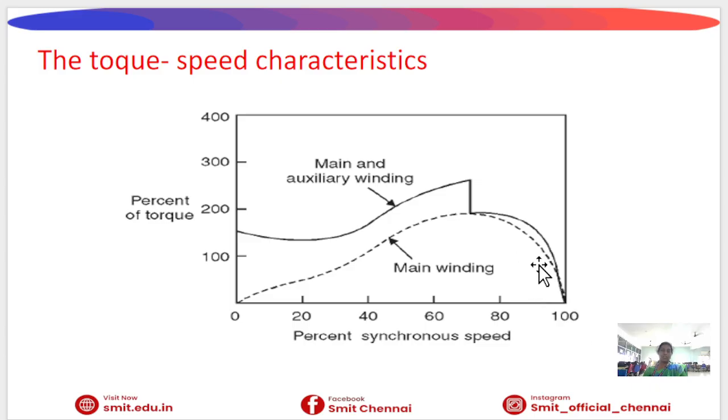So at the first point the torque is low, then as the speed increases, the torque also increases. At the synchronous speed, the torque decreases slightly and the speed is slightly less than the synchronous speed, because the induction motor always runs with slip. So what is the synchronous speed formula? Ns equals 120 f by P, where f is the frequency and P is the number of poles.